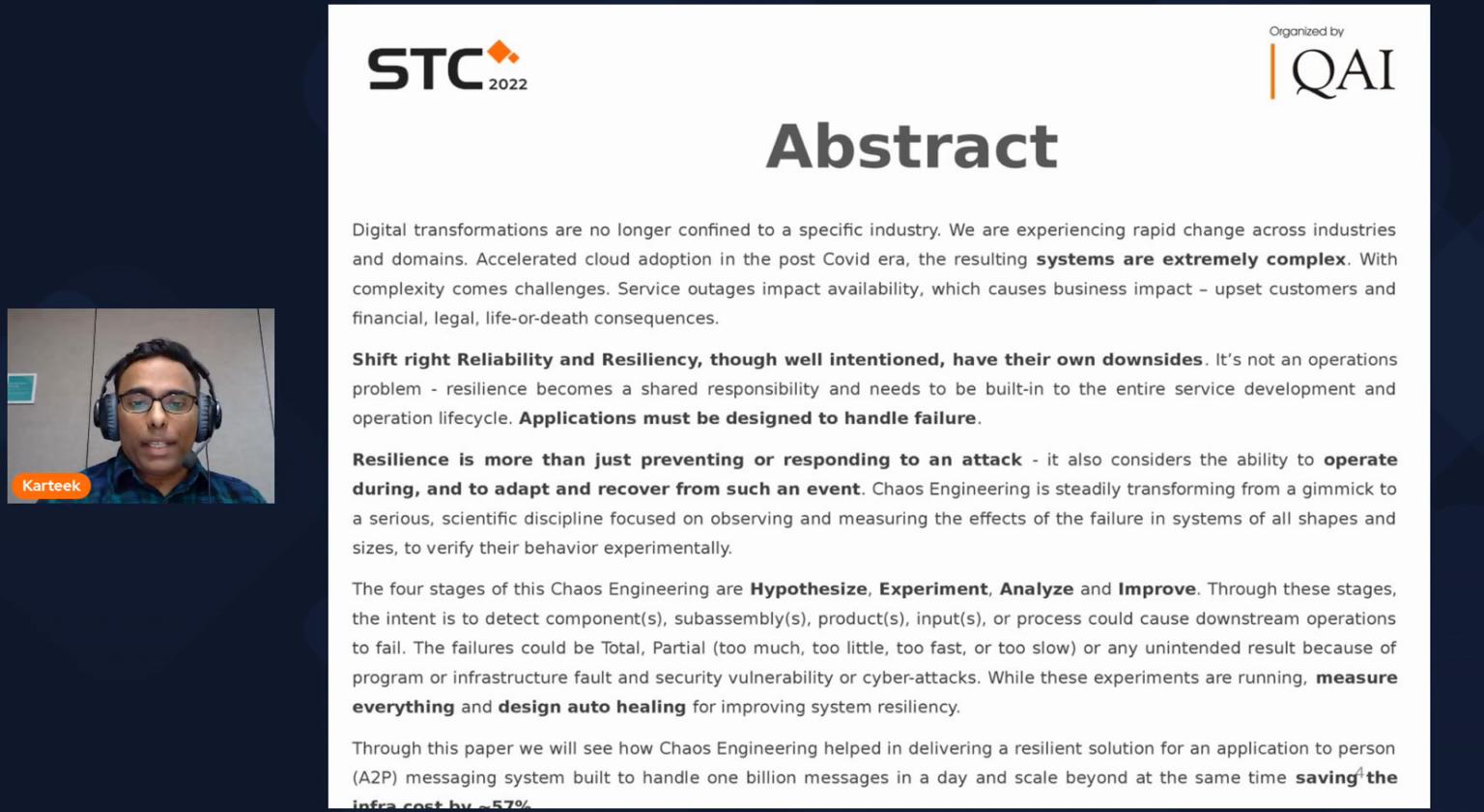We have to design our applications to handle failures. Resiliency is not only about reacting to a situation, it is our ability to perform, operate, and adapt to such an event, and also ensure that we plan to mitigate such events in future. That brings us to the reason why we need chaos testing. Chaos testing consists of four main stages. We create a hypothesis, we experiment, we analyze, and we improve. Ultimately, we measure everything and we design auto healing systems so that we can recover faster.